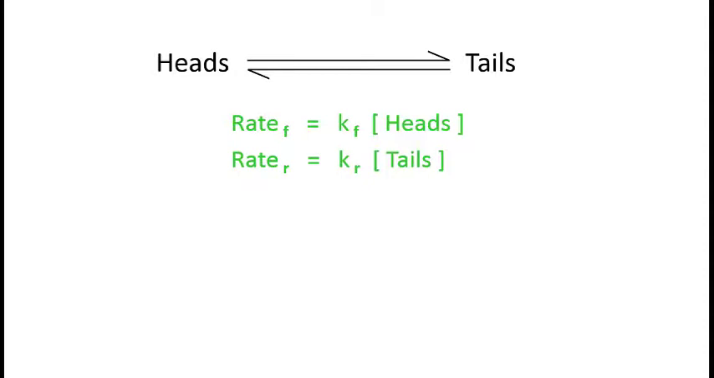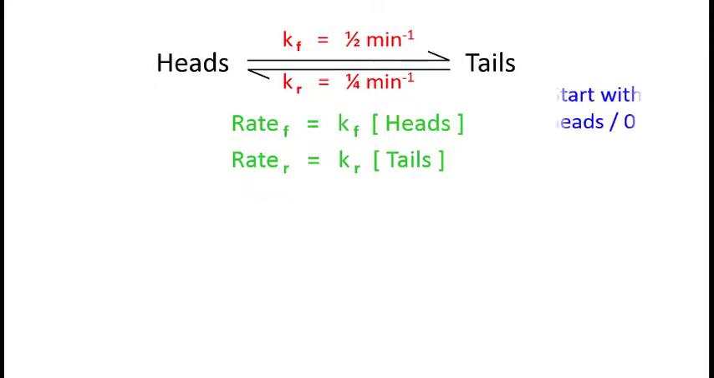But what if we knew the values of the rate constants? What if k for the forward process was 1/2 per minute, and k for the reverse process were 1/4 per minute? And what if we were to start with 24 heads and 0 tails? How would the process proceed?